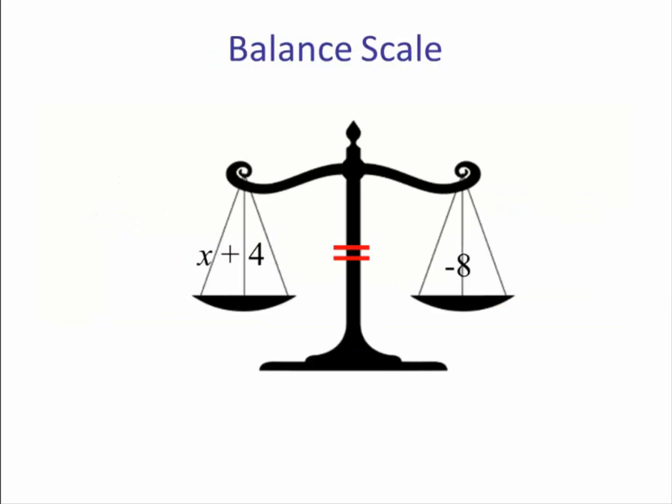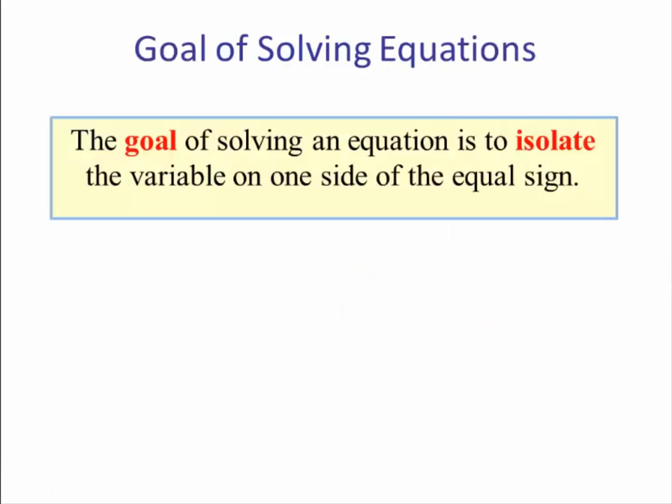Well, if we look at this visual, we can think of an equation as a balance. The left hand side is equal to the right hand side, so it's balanced. So if we do something to this side of the equation, we have to do it to this side of the equation so it will stay balanced. So when we're solving equations, we want to think about what the goal is, and the goal is to get the variable all by itself. We want to isolate the variable either on the left hand side of the equal sign or the right hand side. Let's do some examples.